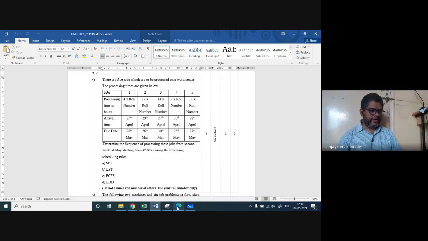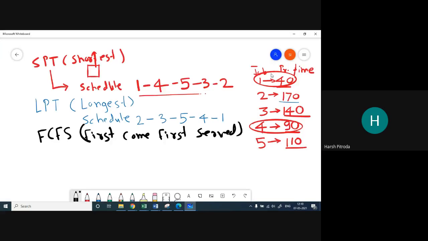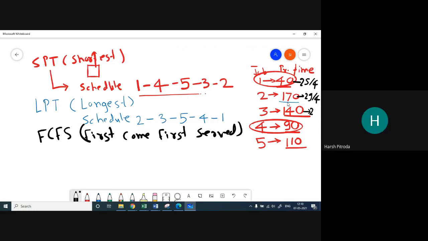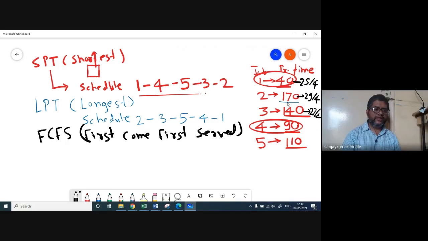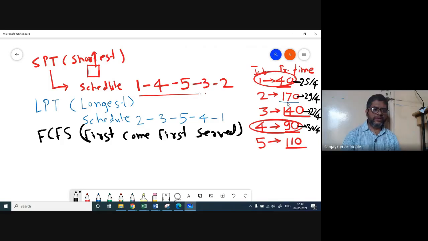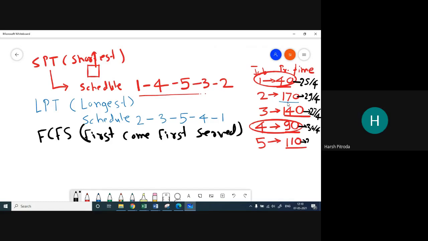Now tell me. First job, 25th April. So the first job we received on 25th of April. Second, 29th of April. Third, 27th of April. Fourth, 30th of April. Fifth, 28th of April.